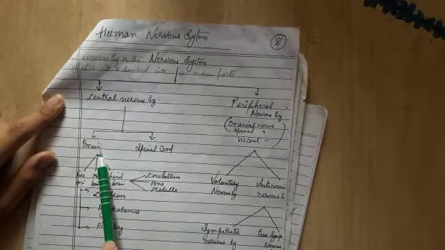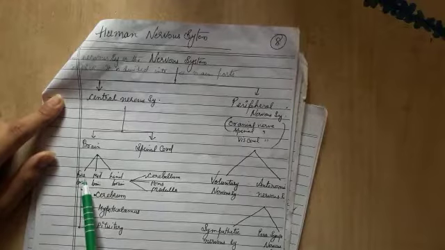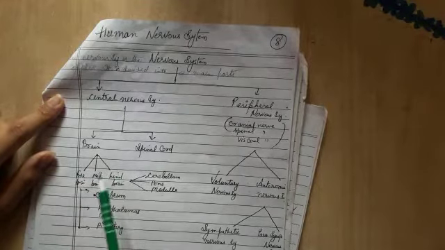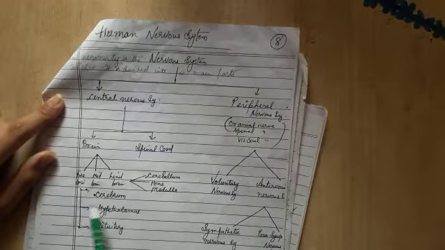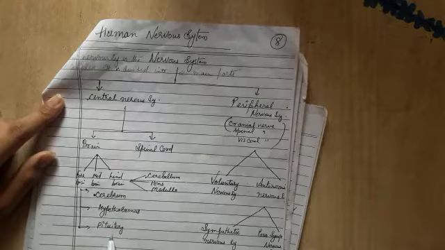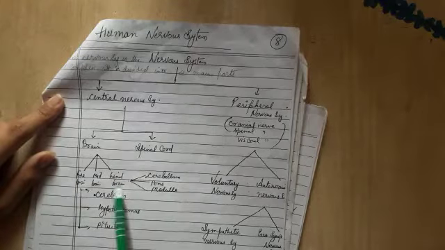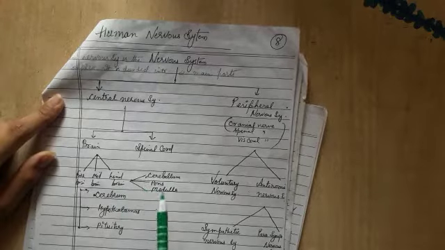The brain is further divided into three parts: forebrain, midbrain, hindbrain. Forebrain is again divided into three parts: cerebrum, hypothalamus, pituitary gland. And hindbrain is further divided into three parts: cerebellum, pons and medulla.